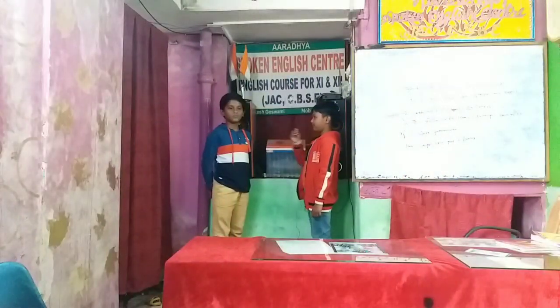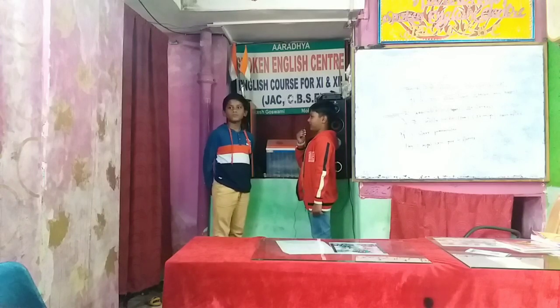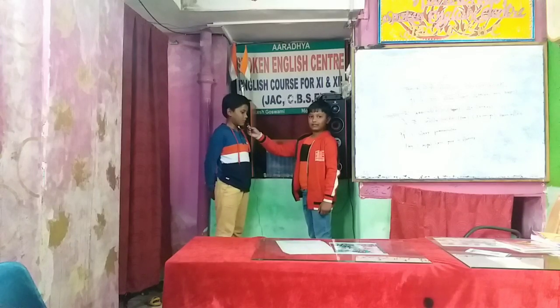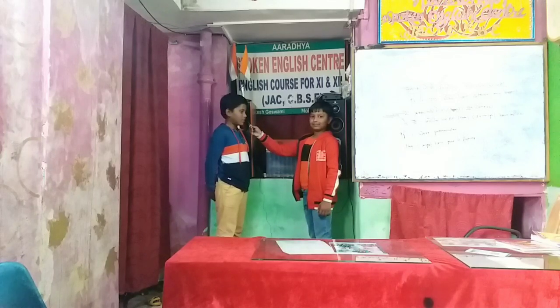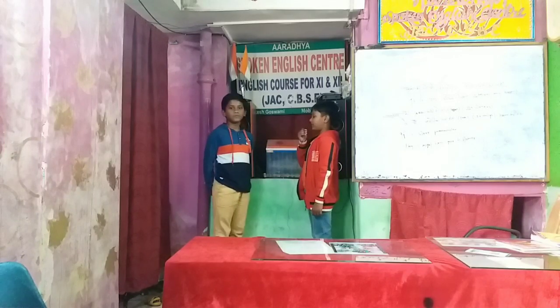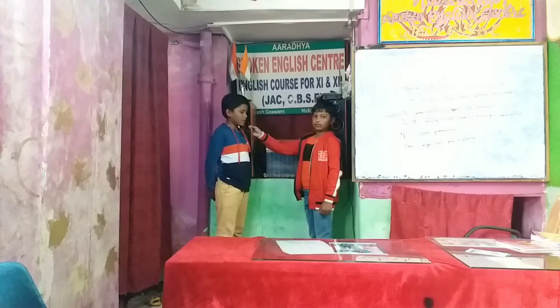What is your name? My name is Ankit Smitika. How many days in a week? There are 7 days in a week. How many days in a month? There are 30 days in a month. How many weeks in a year? There are 48 weeks in a year.